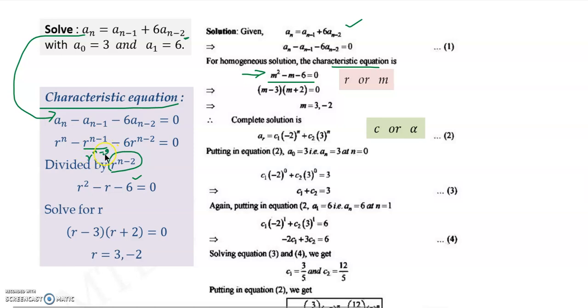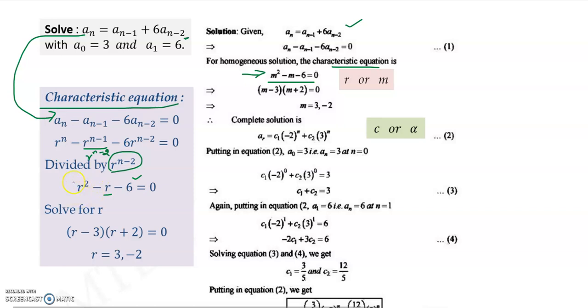You see here, r power n cancels. So here in the numerator I have r power minus 1. This r power minus 2 from the denominator will go to the numerator, so r power 2 will go. In the numerator I will write r power 2. So r power minus 1, r power 2, which means r will come. Here, if you divide by r power n minus 2, r power n cancels, so you can write r power 2 in the numerator.